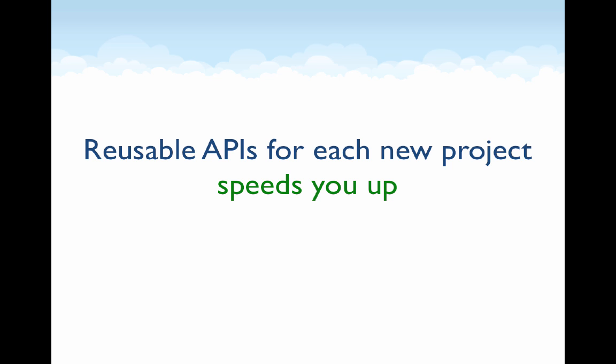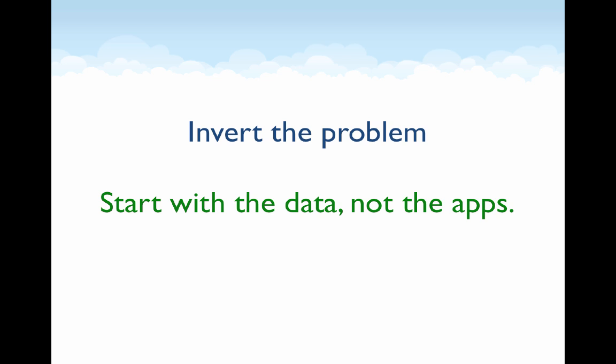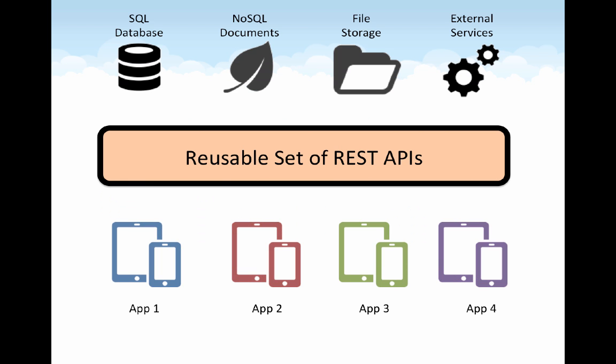So now I'm going to talk about reusable APIs, and reusable APIs for each new project really speeds you up a lot. And the way to think about this is to invert the problem statement. So instead of building APIs that are based on application requirements in the front end, start with thinking about the data that you need to expose and expose that data in a reusable way that many applications can use over time. You can build an application that can use that API, and you actually don't need to know the application requirements a priori. It's reusable.